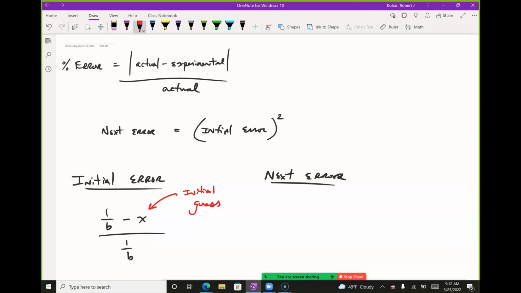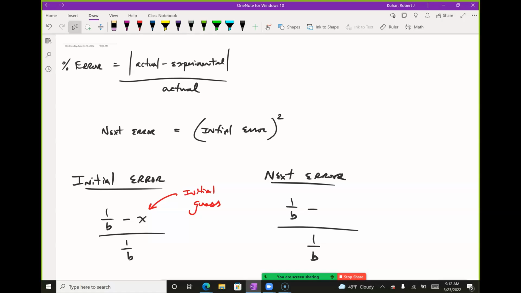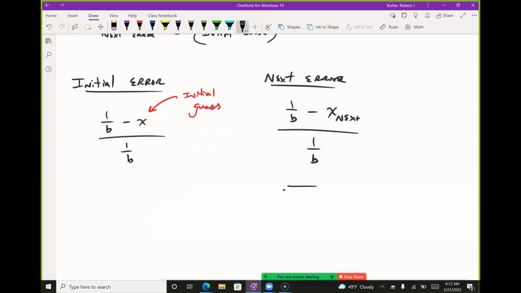So there's my initial error. And make it look pretty, right? Obviously it doesn't look pretty. The next error almost looks exactly the same, but what do I want to put in for x? Who's got the idea? What do I put in for x? X next? Yes! Someone's got the big brain on today. And so that is x minus f of x over f prime of x. Right?